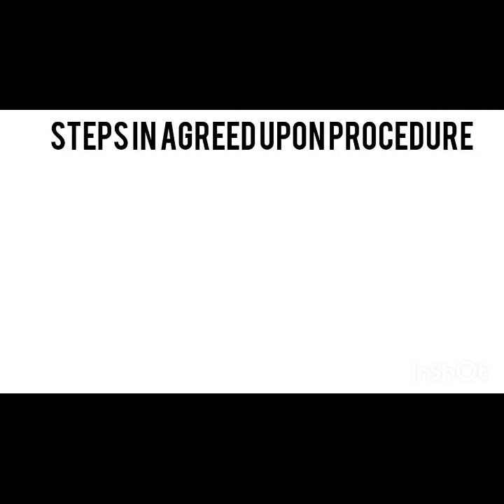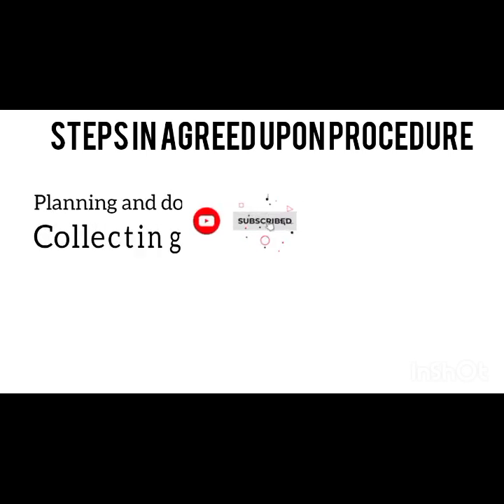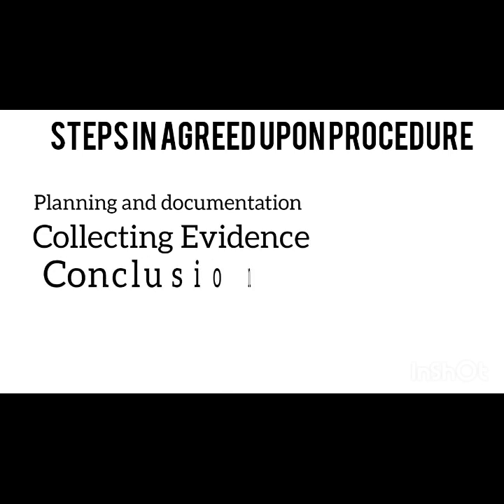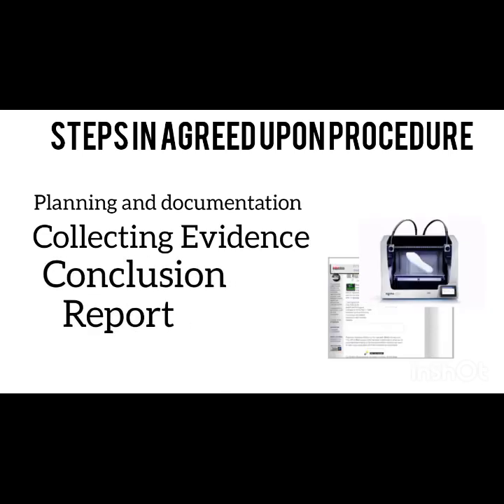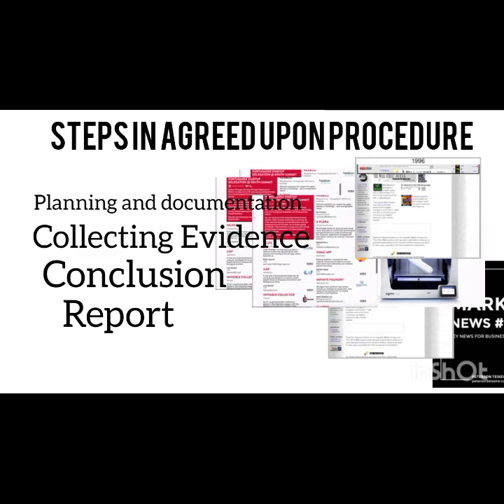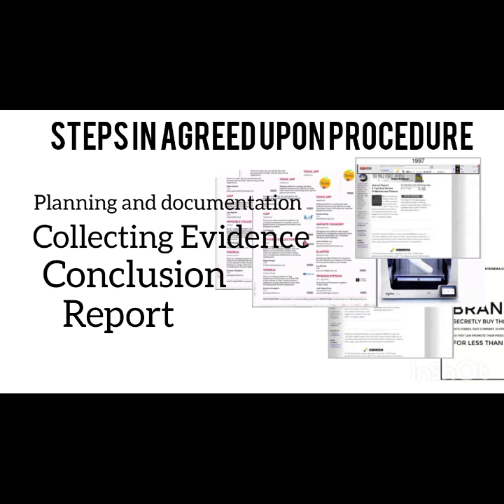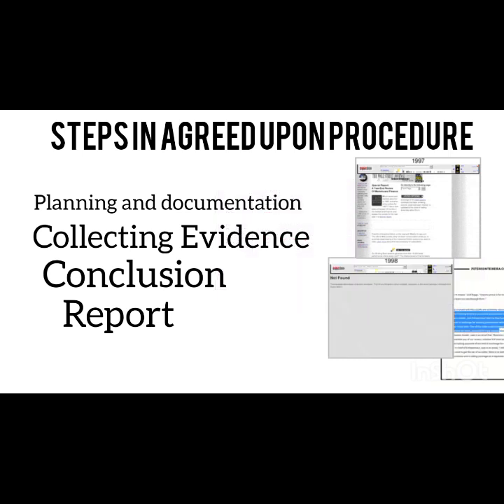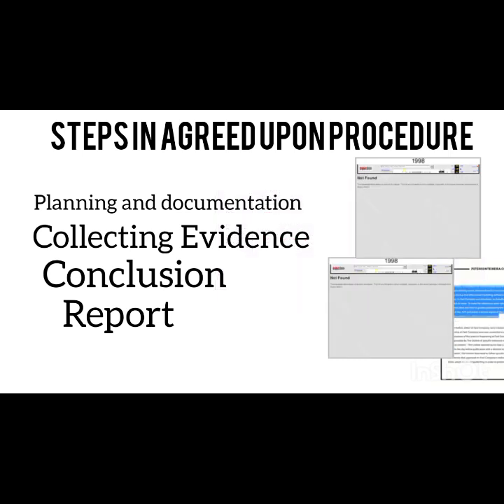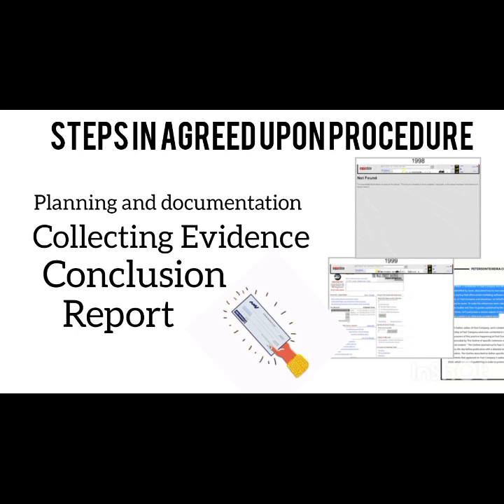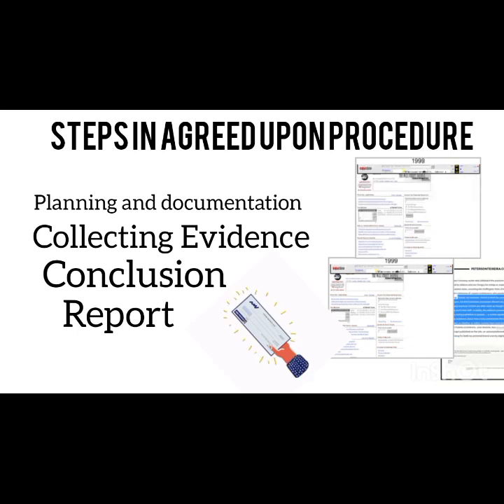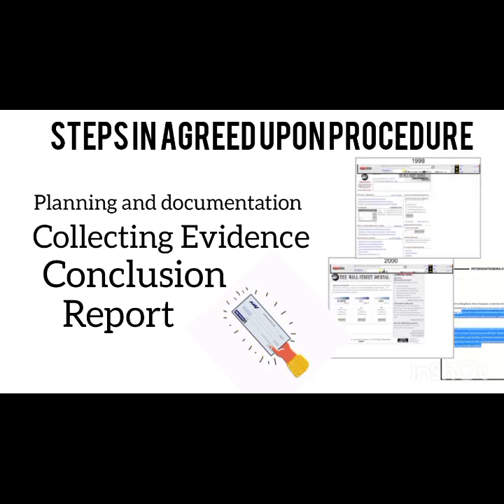Agreed upon procedures usually follow the same process as audits, such as planning and documentation, collecting evidence, reaching a conclusion, and preparing a report. However, the volume of work undertaken by the practitioner will be lesser than that of an audit, since there is no assurance involved, unlike audits. Therefore, the cost will be lower and the number of staff will also reduce compared to an audit.